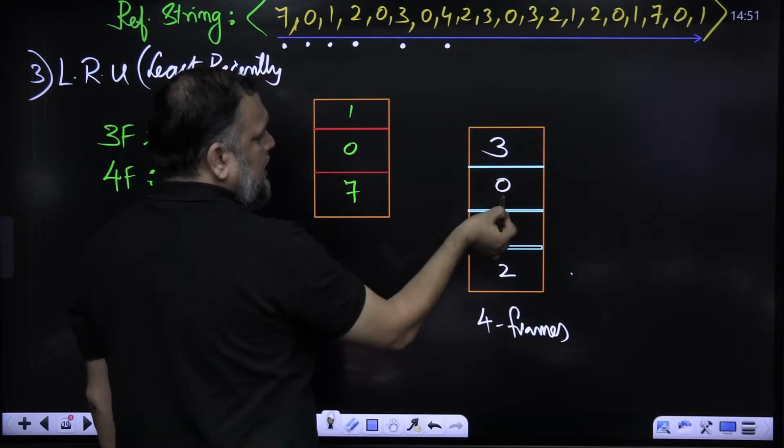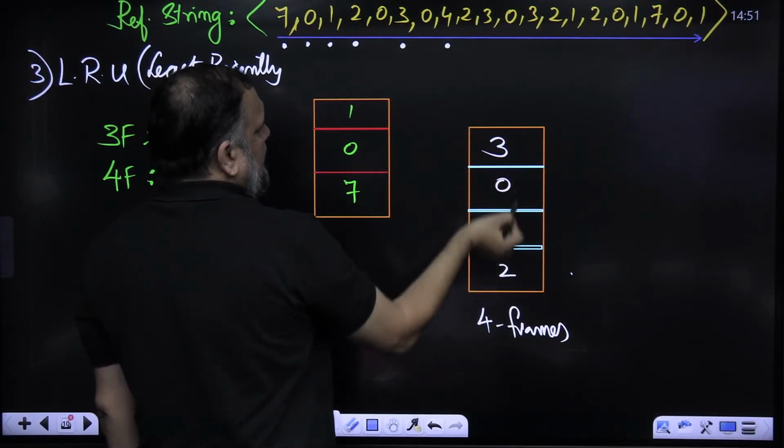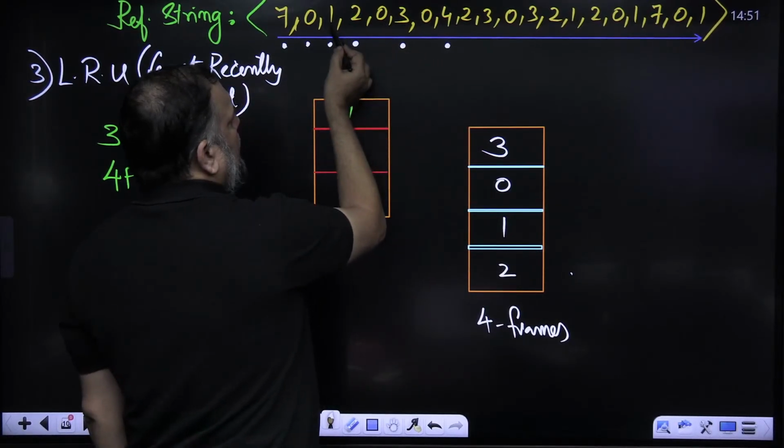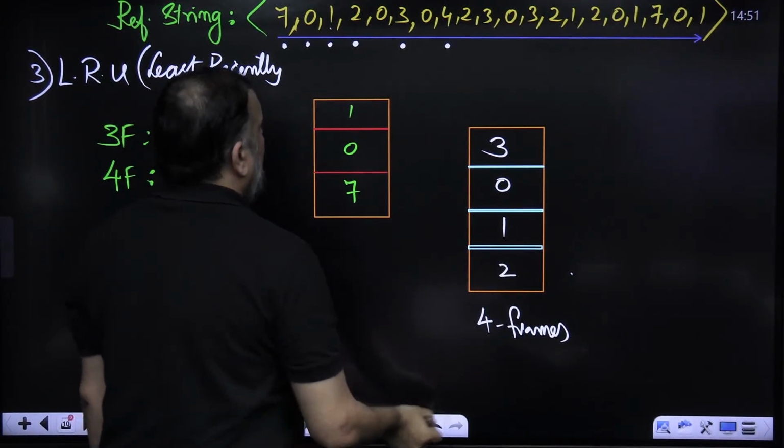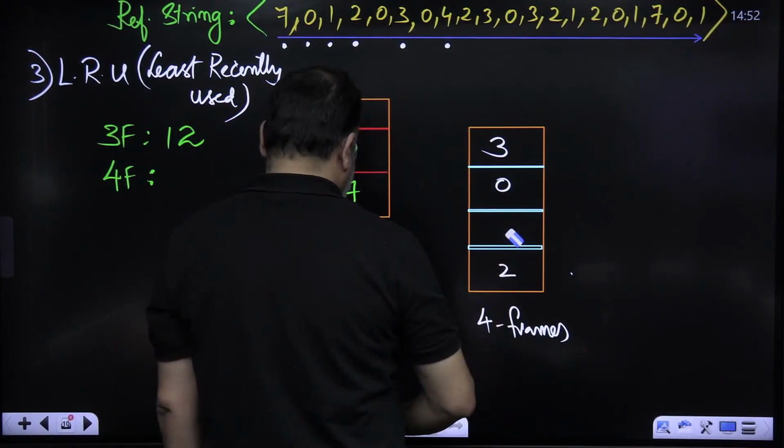Look at that. Among this sequence 3, 0, 1, 2. 3, 0, 1, 2 यहां से देखना होगा. 3 यहां से 4 अभी रेफरिंग ना, तो 0, 3, 0, 2, 1. 1 is at the end. So in place of 1, we are going to bring 4.